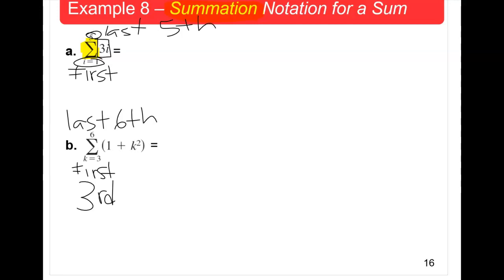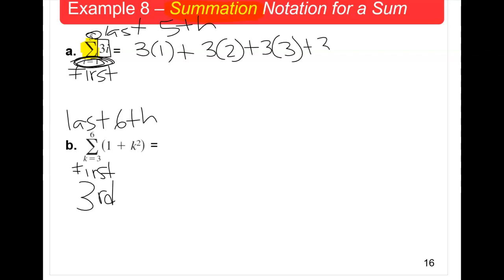And the difference with the sequence is that with the sequence we just had commas in between the numbers. Now we're going to add the numbers. So first we have to find the terms. The first term will be 3 times 1, because that's the index here. The next one will be consecutive integers, so it will be 3 times 2. Then 3 times 3, then 3 times 4, and then 3 times 5.